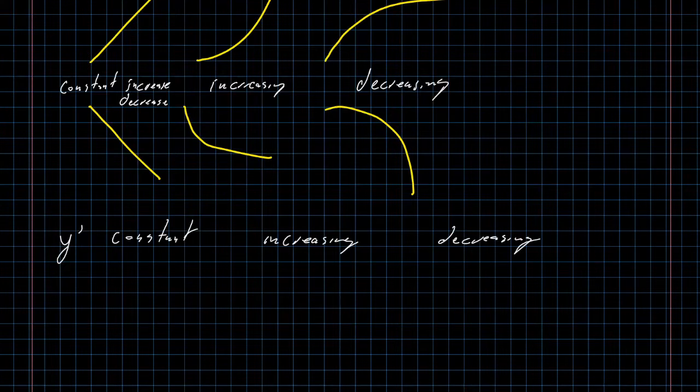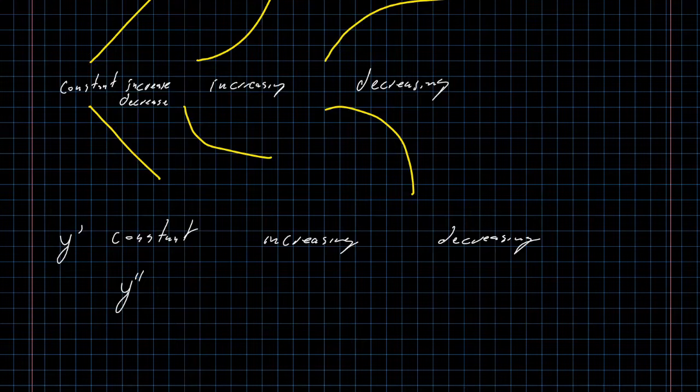the rate of increase or decrease, which is y prime. That's the derivative. And if we're asking when the derivative is constant, increasing, or decreasing, we can use the same tools we've used before. To figure out when something is constant, increasing, or decreasing, we take its derivative.